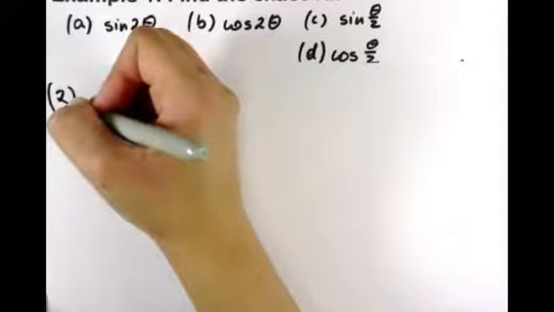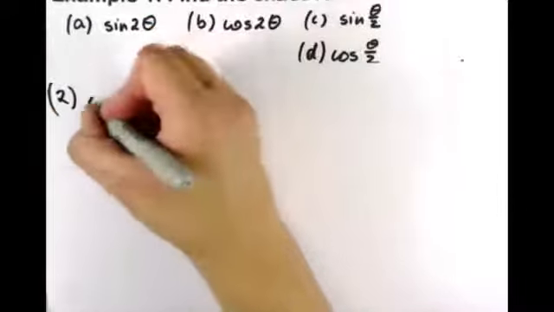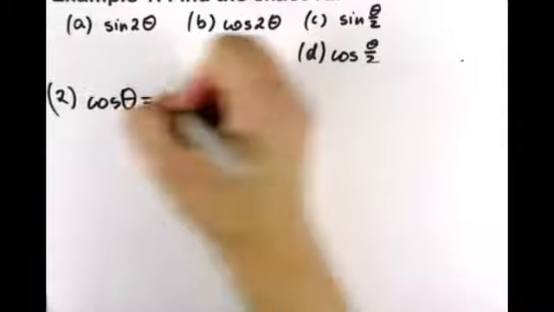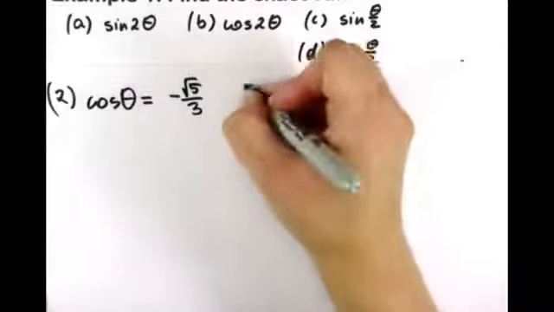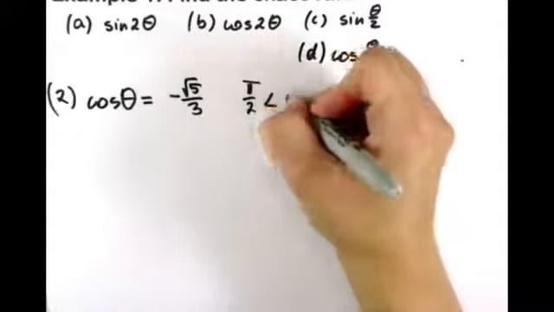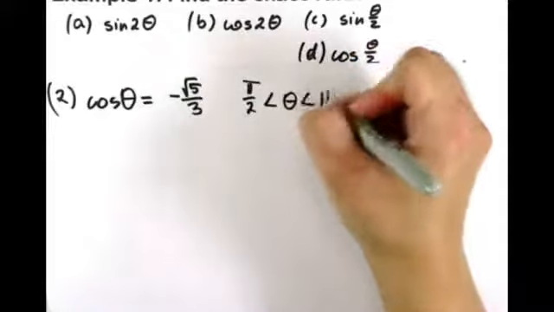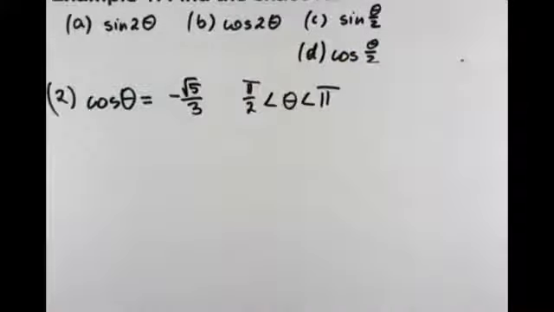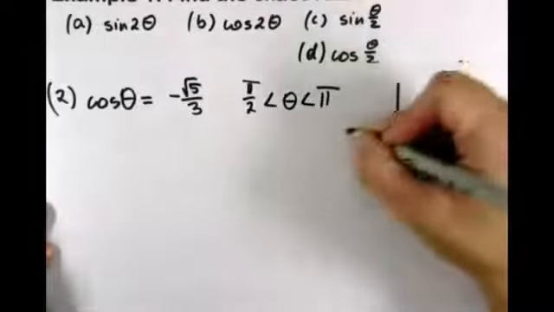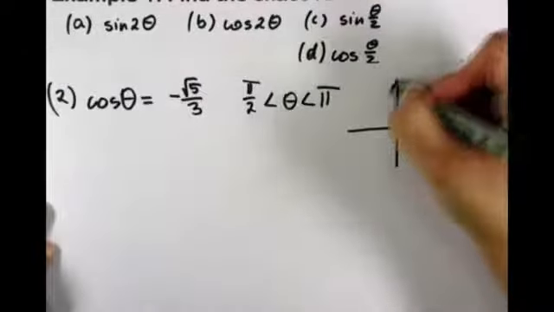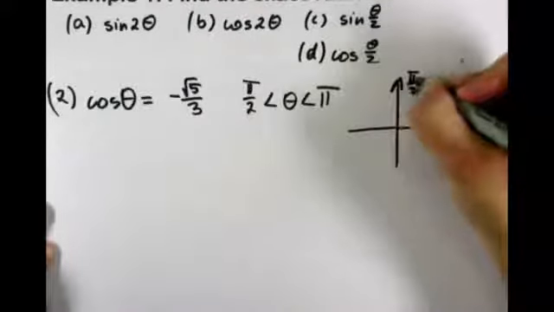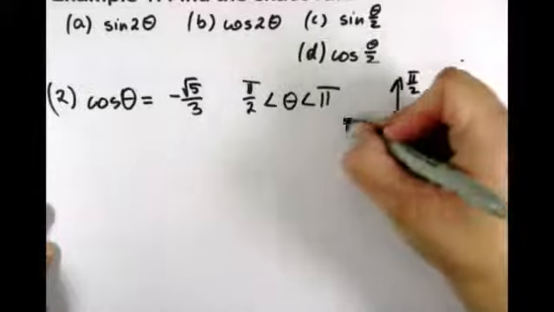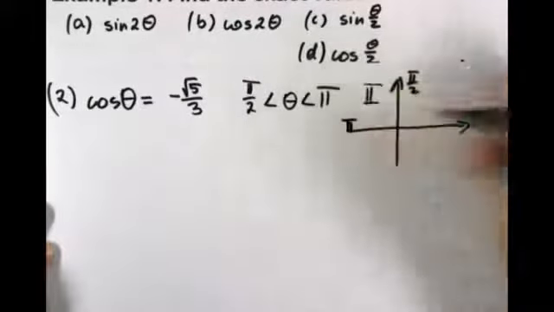If we know that cos theta is equal to minus root 5 over 3, and theta this time is between half pi and pi. So if I draw my diagram from 0 to half pi, we are right here. From half pi up to here, it's pi. So we are in the second quadrant.